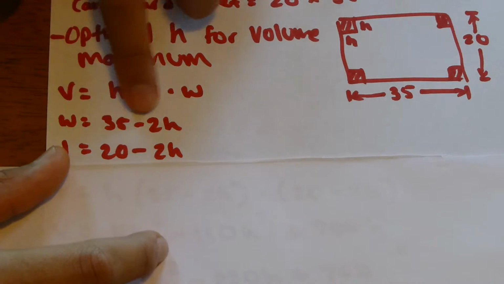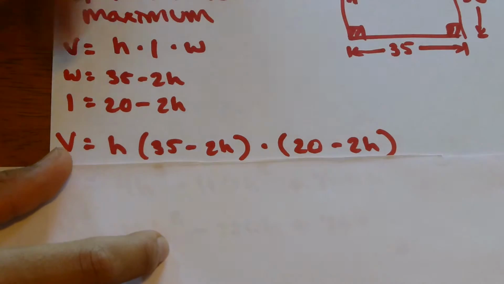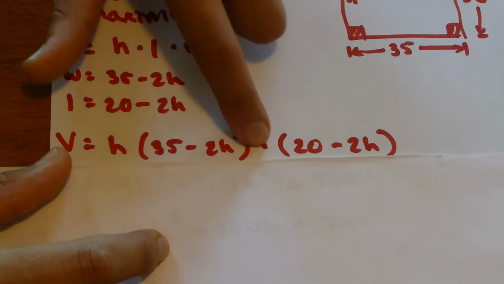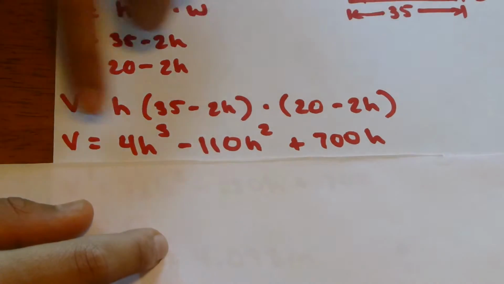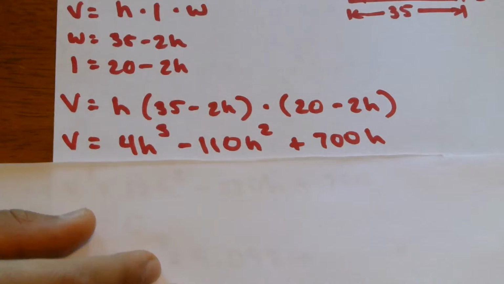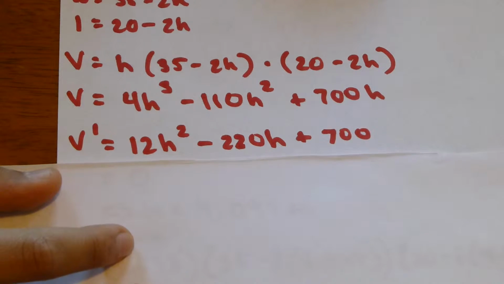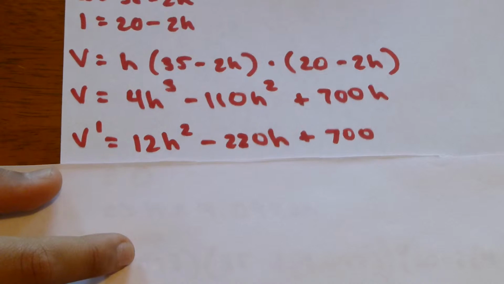Now we can plug these values back in so we solve for only one variable. Now we're given volume equals h times 35 minus 2h times 20 minus 2h. This simplified gives us this equation. Now we know in optimization, to find the maximum or the minimum of the value, we have to find the derivative of the equation, and then we have to set it equal to 0. So the derivative of this equation will be 12h squared minus 220h plus 700.